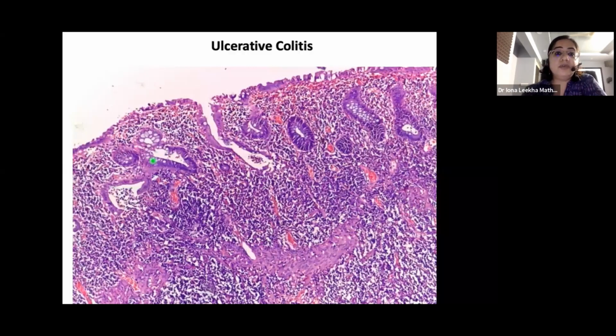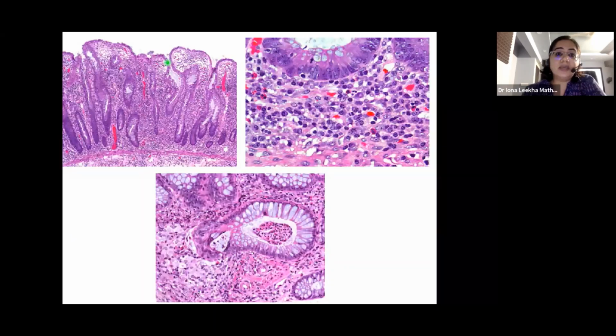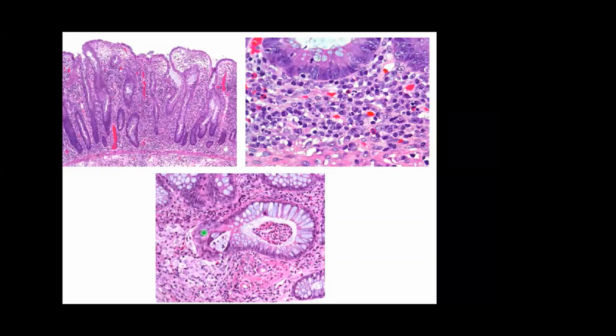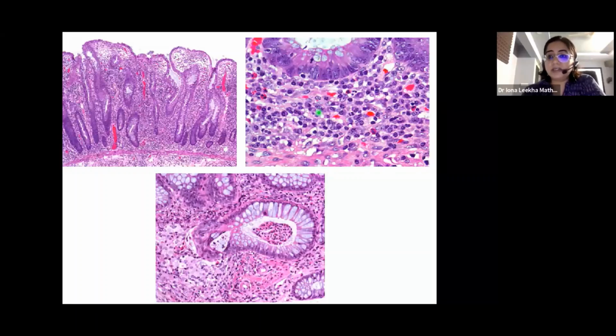This is another view which shows again distortion. Again, you can see a sort of a villiform architecture of the crypts. There is basal plasmacytosis. That means there is presence of plasma cells between the base of the crypt and the muscularis mucosa. So this is basically active ulcerative colitis. Yes, sir. This is active ulcerative colitis.